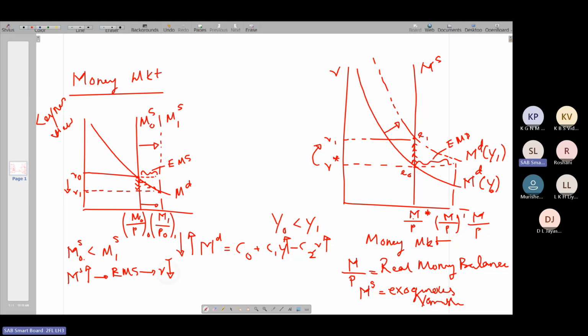Interest rate decrease. When there is a decline in the money demand, this is the money demand function, C0 plus C1y minus C2r. Now, if there is a rise in the money stock, that reduces the interest rate. When there is a decline in the interest rate, money demand increases. Earlier, money supply increased from M0 to M1.